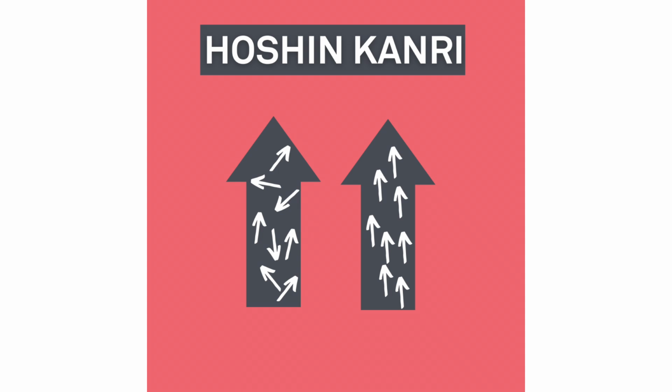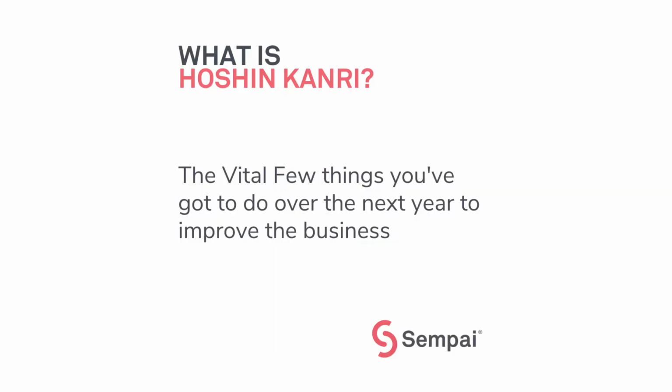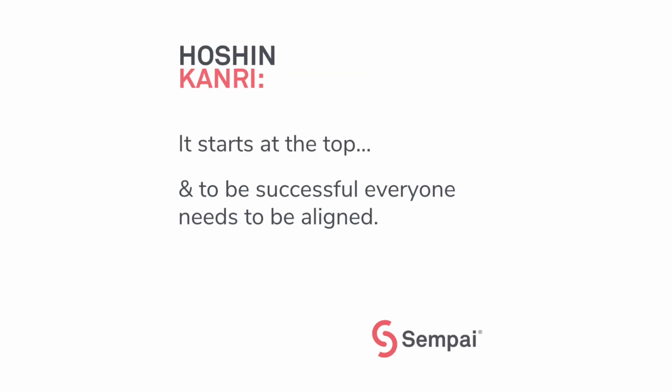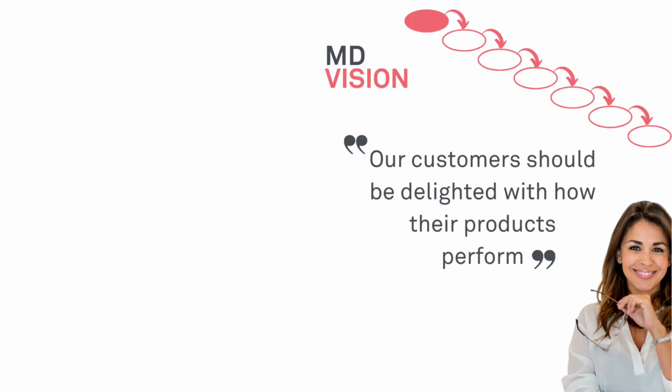Here's an example for you. So firstly, it's about the vital few things you've got to do over the next year to improve the business. You can see here, it starts at the top, and to be successful, everybody needs to be aligned. And I'm going to give you an example here, a quality example. If we start at the top with the MD, and we're going to go all the way down the chain of command, so you'll see the little pink circle moving as we go down, simplifying and keeping the goal aligned. So the MD says, our customers should be delighted with how their products perform. A grand, laudable statement, but not very specific.